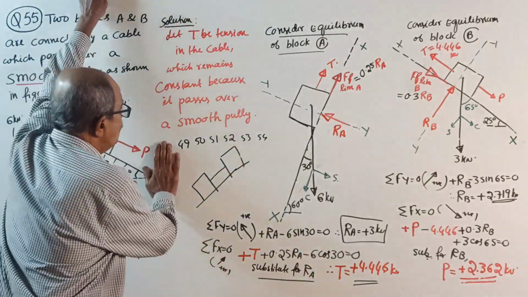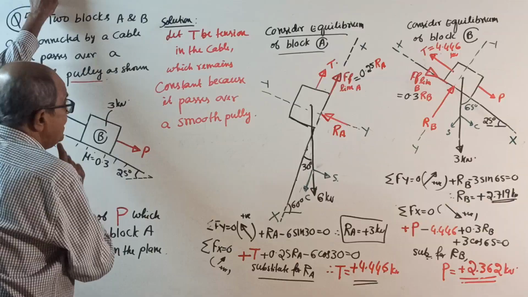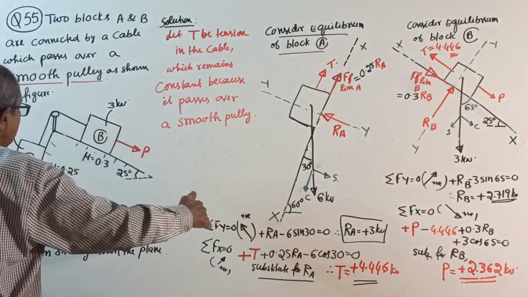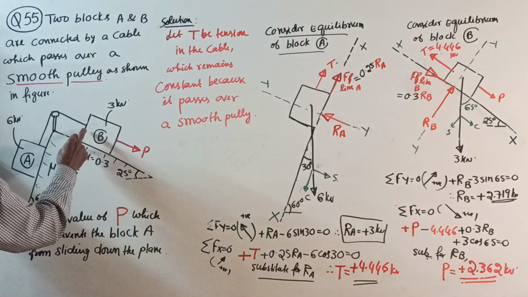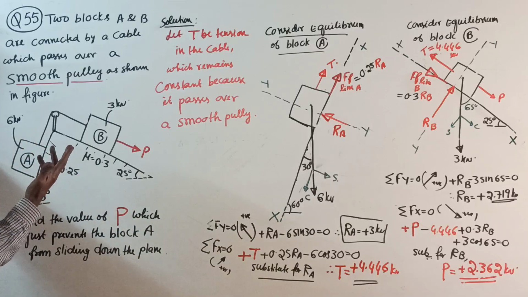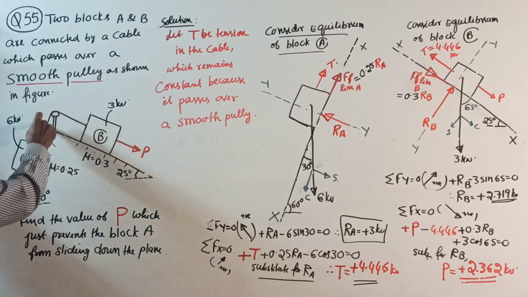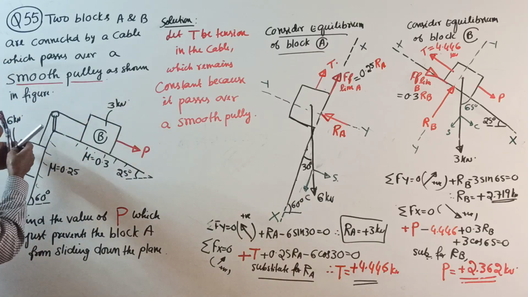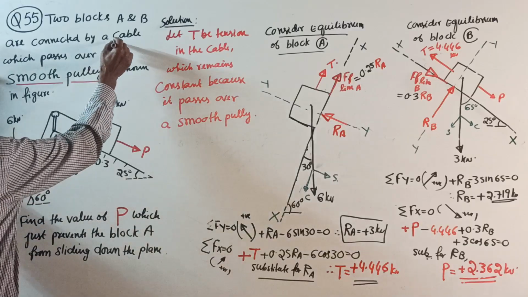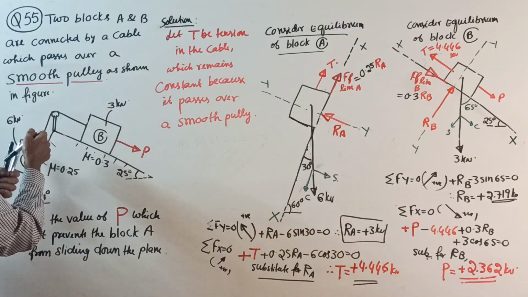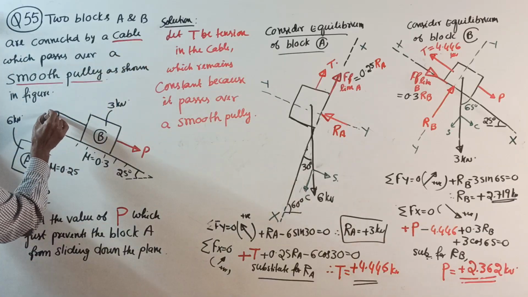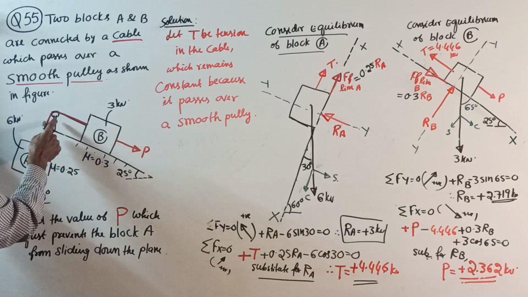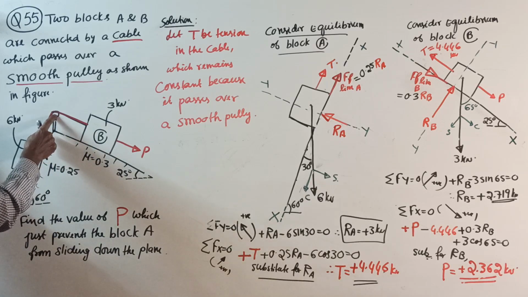Okay, now make a note here. This is not two blocks on the same plane. There are two inclined planes here, one block on each, connected by a cable. Now a rod is not possible. This is a cable, and I show the cable in red color. It goes this way, parallel to the plane, and it goes here. Cable means it won't stand here.